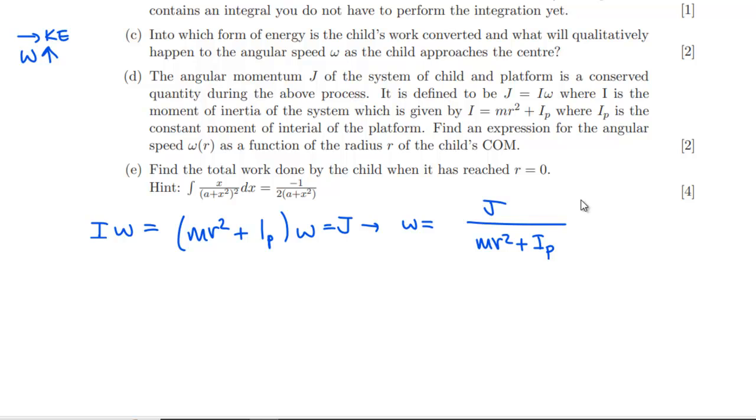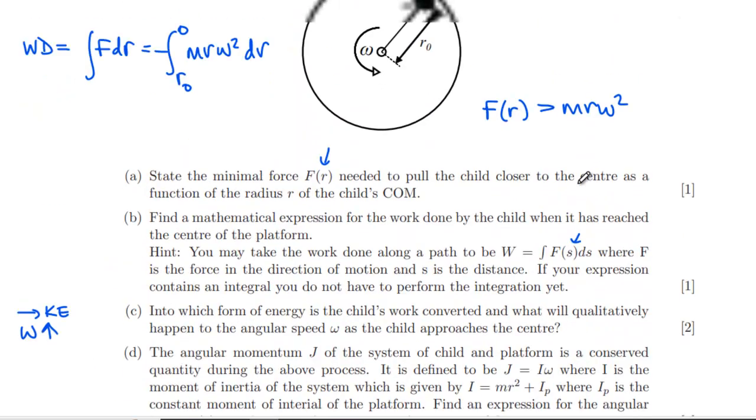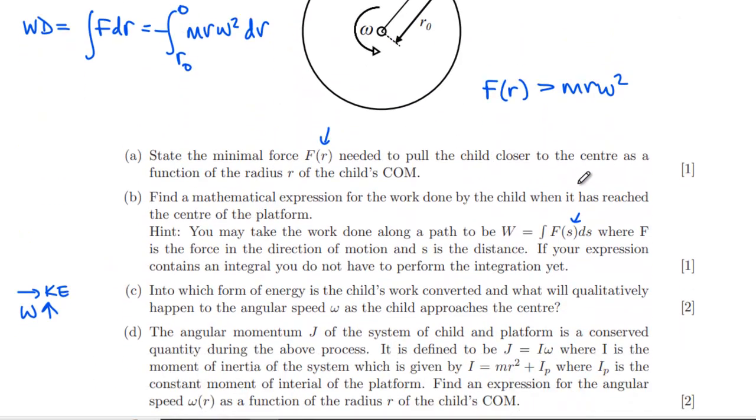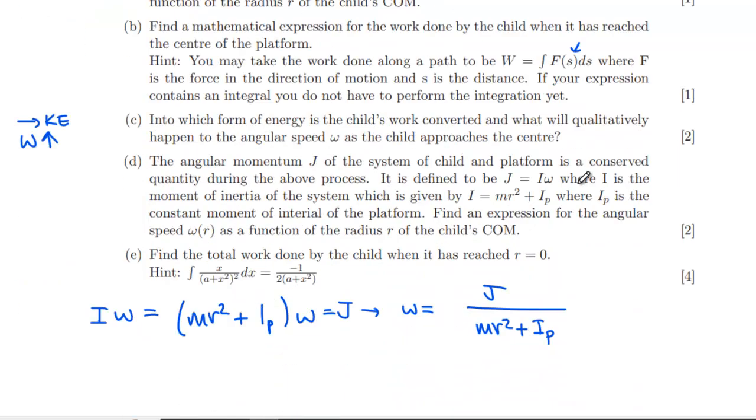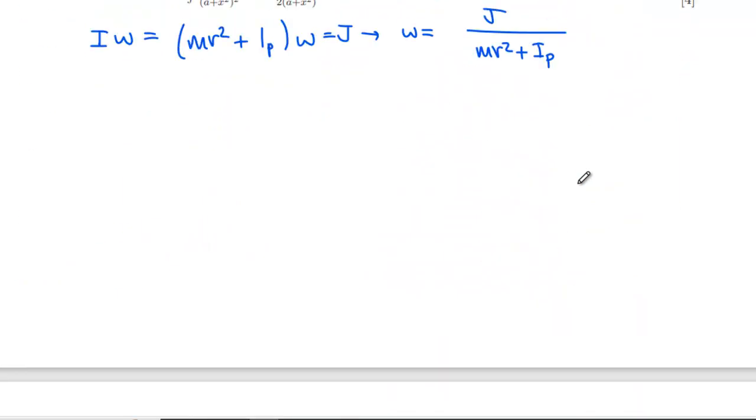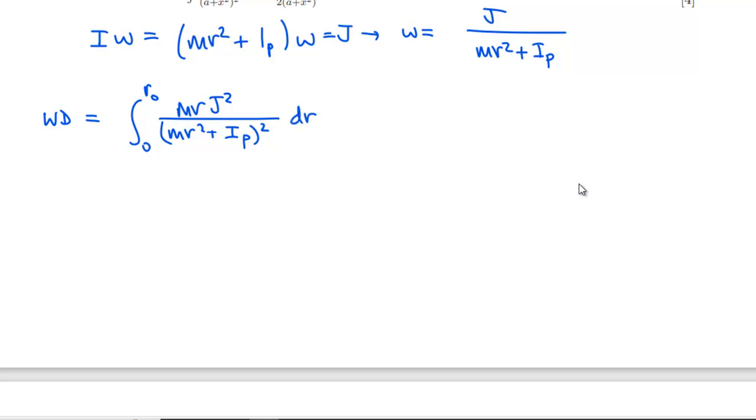Find the total work done by the child when it has reached R0. So we need to, where is our integral? Yeah, where was it? The integral from, well, let's change that around then. So it was mr omega squared, so we can change the limits the other way up to get rid of the minus sign. So mr omega squared was our work done. So mr omega squared is going to be J squared over (mr squared plus IP) all squared, dr. So that's what we're trying to work out.